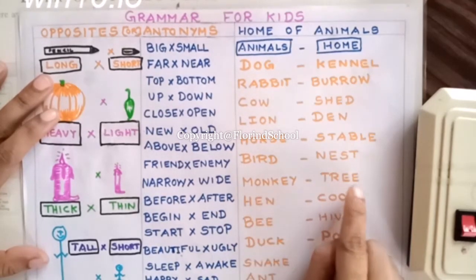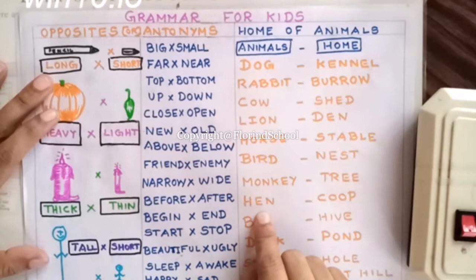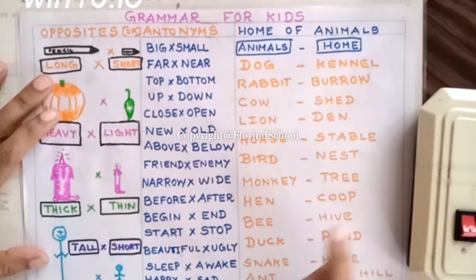Monkey lives in a tree. Hen lives in a coop. Bee lives in a hive. Duck lives in a pond. Snake lives in a hole. Ant lives in an anthill.